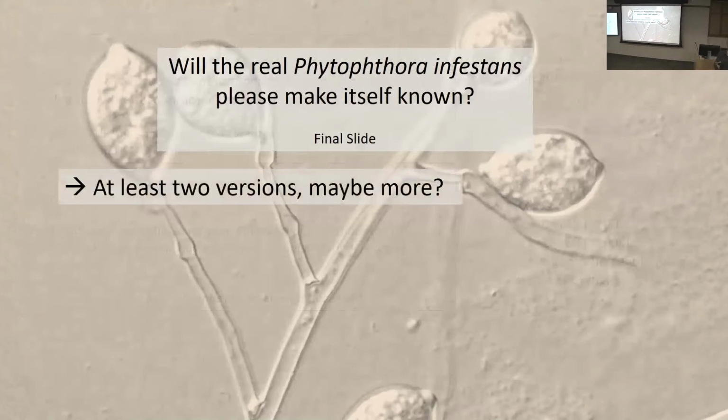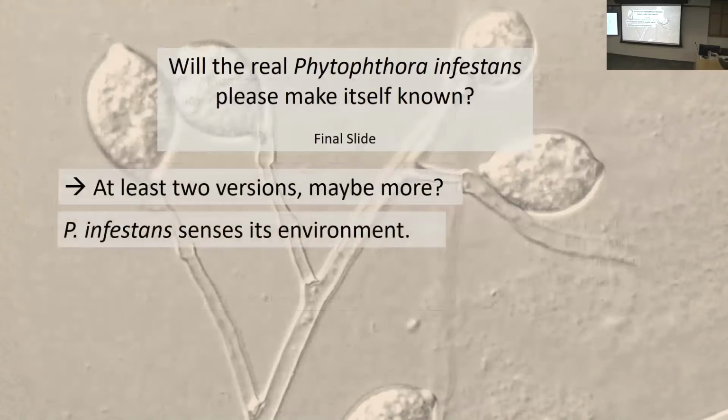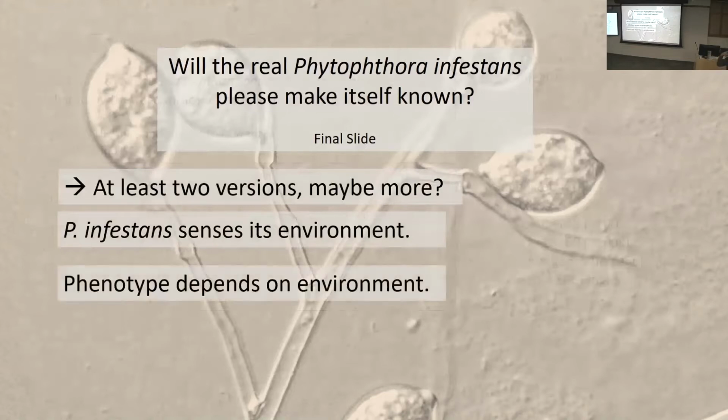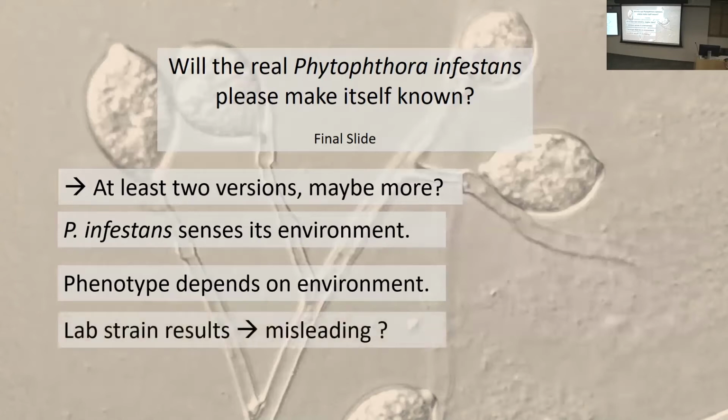There are at least two versions of this organism and maybe more. What's important is that you need to know which is which and identify that. I'm fascinated that P. infestans can sense its environment the way it does. And this sensing its environment really affects the phenotype, which I think is important to know if you're interested in what might happen as a disease-causing organism. And it is also true that if you do work only with lab cultured strains, you could get misleading results.